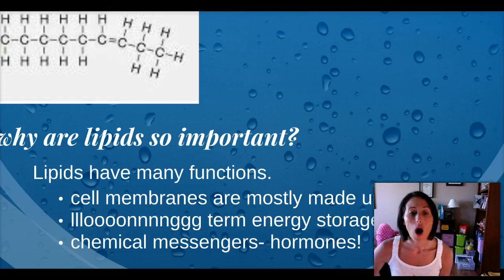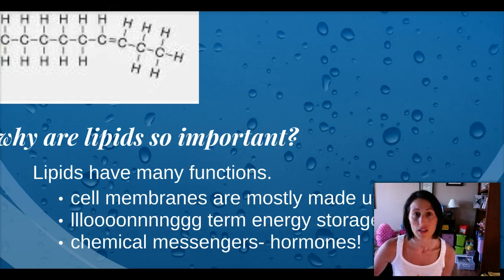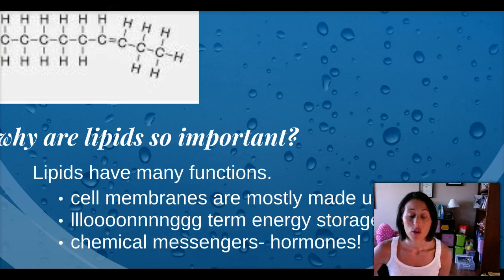Lipids are long-term energy storage. Don't confuse that with carbohydrates that are very short-term energy storage molecules. Lipids are long-term energy storage, so that's a good thing. So when your cells run out of carbohydrates or sugars to break down, they're going to revert and start breaking down the lipids that are stored in your body. And they also act as chemical messengers. So some of our hormones in our bodies are actually made up of lipids, and they send really important messages from one part of your body to another so that your body can work together.